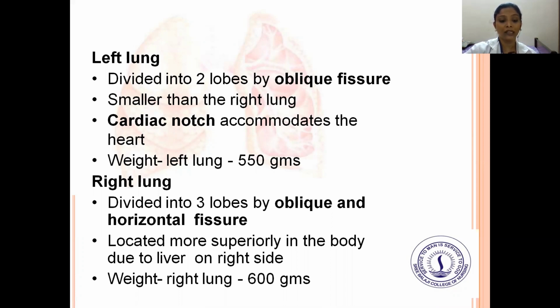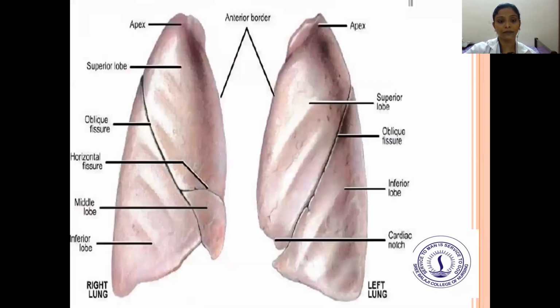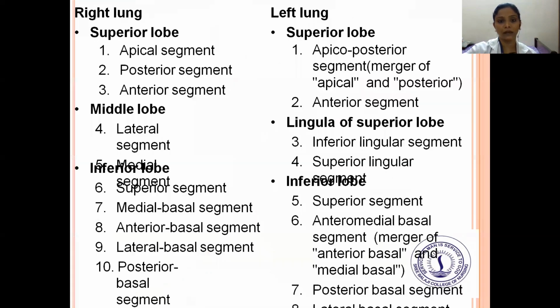Located more superiorly in the body due to the liver on the right side. Weight of it is 600 grams. So you can see the parts of the lung, that is the apex, superior lobe, oblique fissure, horizontal fissure, middle lobe, inferior lobe, and here the cardiac notch. Other things are present in this anterior surface of the lung.